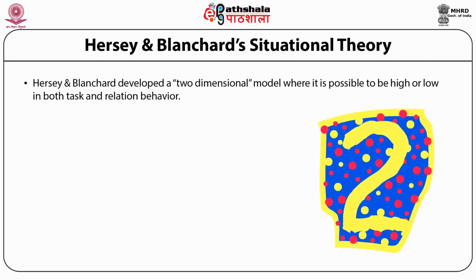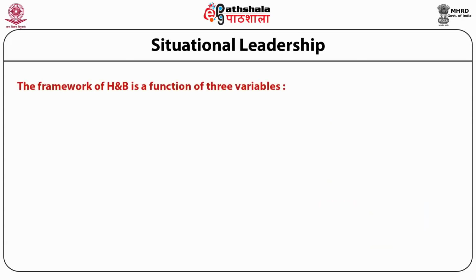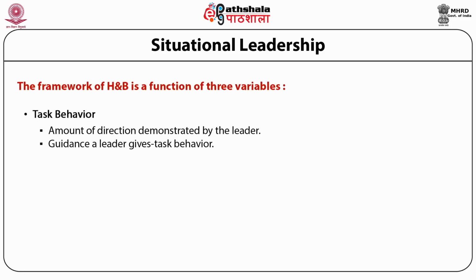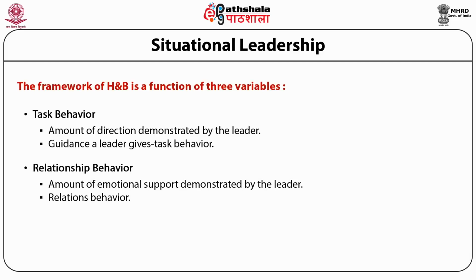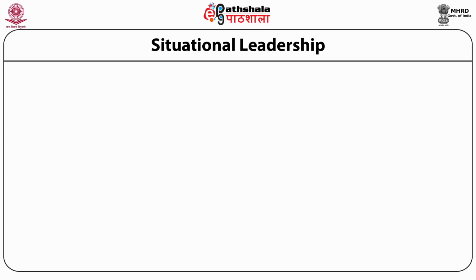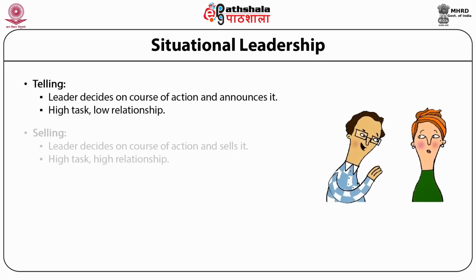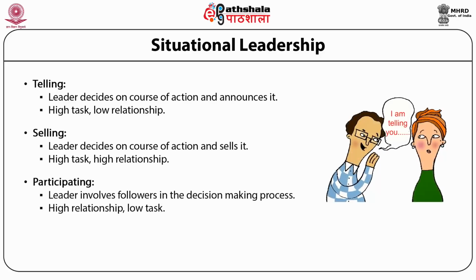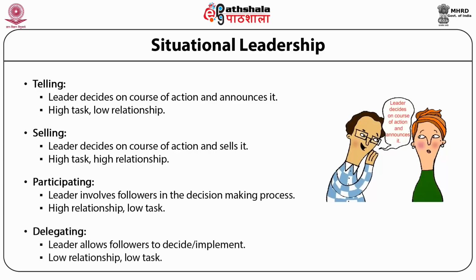Hersey and Blanchard's situational theory. Hersey and Blanchard developed a two-dimensional model where it is possible to be high or low on both task and relation behavior. This framework of Hersey and Blanchard is a function of 3 variables: task behavior, relationship behavior, and the maturity level of the employees. Accordingly, the situational leadership will assume either a telling style, a selling style, a participating style, or a delegating style.